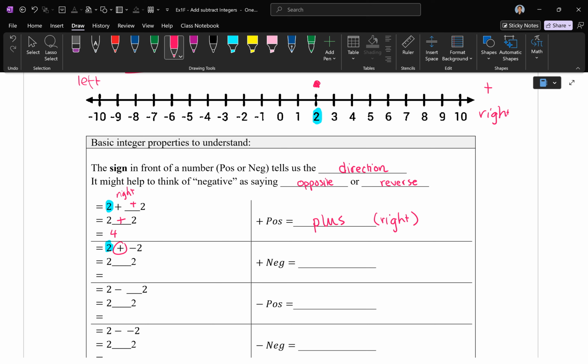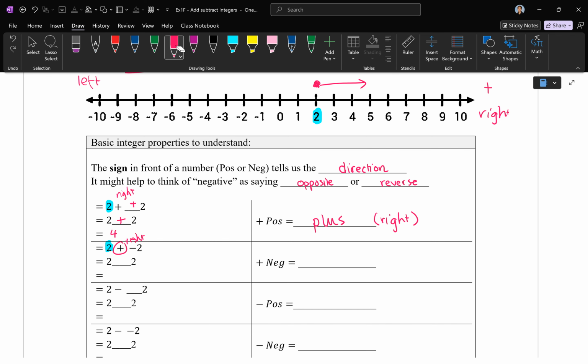Plus, which direction am I going? Right or left? Right. So I'm going to the right again. So I'm meant to go this way. But remember, negative, it's the same thing as saying do the opposite of that direction. Okay, because negative is different to minus. So negative means go the opposite direction. Now, what's the opposite of going to the right?